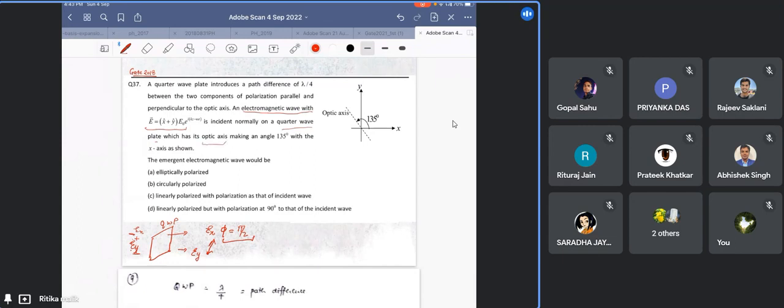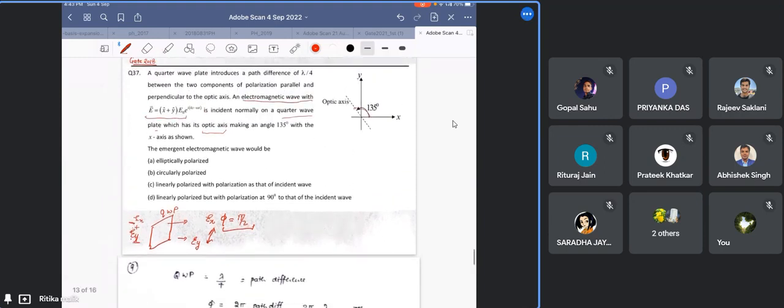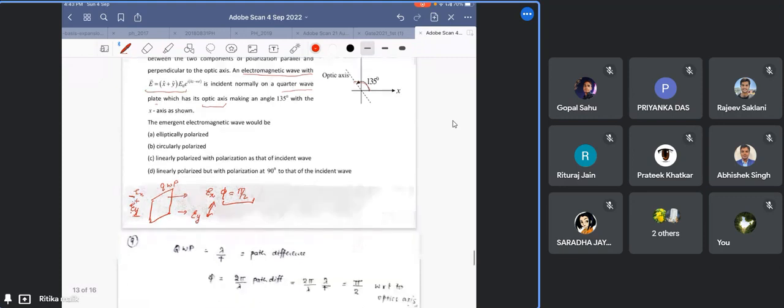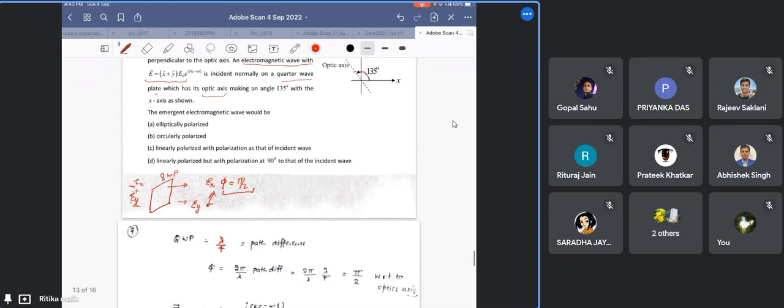Now it says the optic axis of this quarter wave plate makes an angle of 135 degrees. First, we have to look at the quarter wave plate, which is given according to its path difference. It gives a path difference of lambda by 4, and therefore the phase difference is given by 2 pi by lambda multiplied by the path difference. If you do this, 2 pi by lambda multiplied by lambda by 4, it will give you pi by 2. So the phase difference introduced by the quarter wave plate is pi by 2.